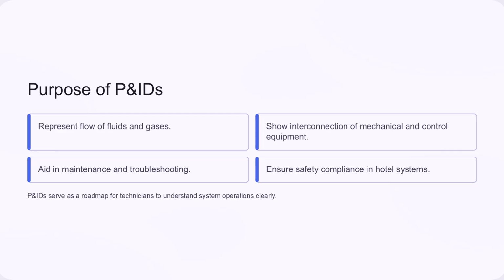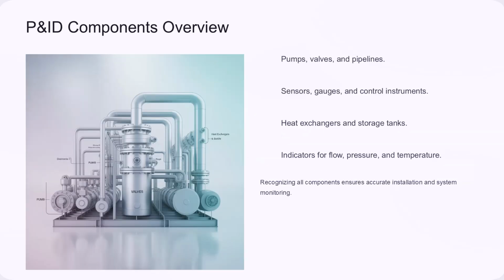They reduce errors during installation and make communication among engineers easier. They support training by offering a visual guide for new staff. They create consistency across documentation for contractors and consultants. They also support operational audits and inspections. In short, P&IDs combine clarity, accuracy, and safety into a single tool.